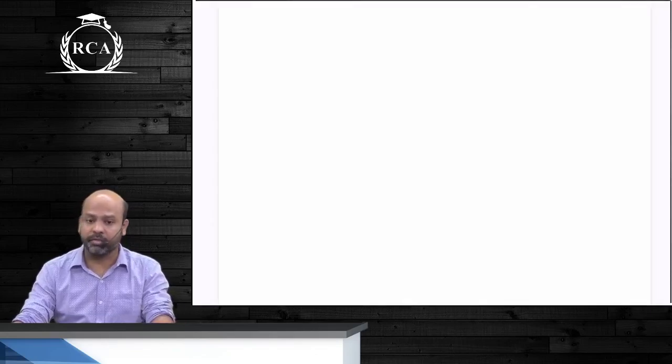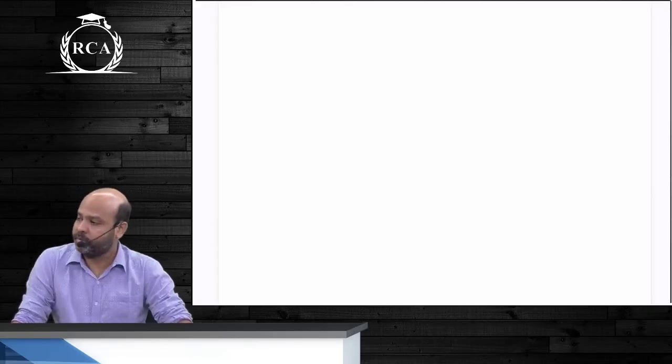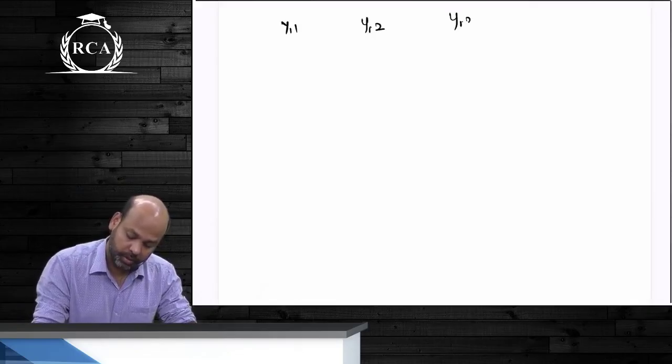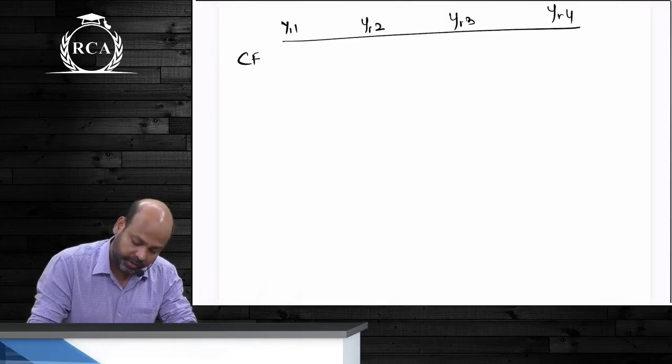Receivable every year for the next 4 years. Rate of interest is 12%. So year 1, year 2, year 3 and year 4, guys. What is the cash flow of each year? CF, I'll write in full: cash flow.